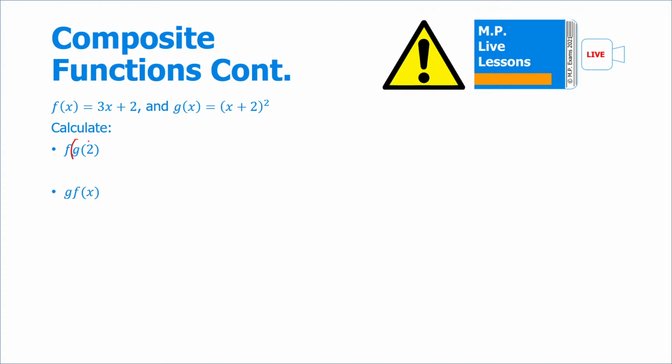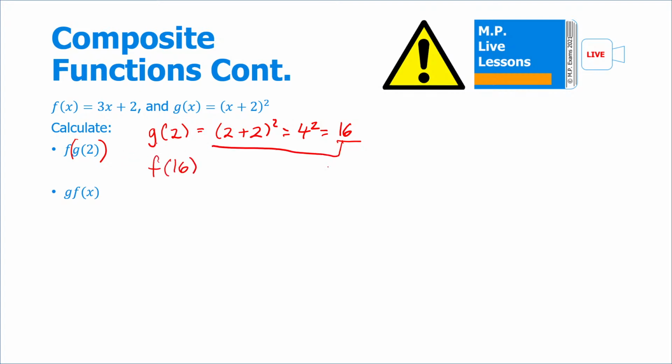So it's better to probably put brackets around what's inside. We first need to figure out g of 2, which is (2 plus 2) all squared, 4 squared, which is 16. Now we put this into f. So that is 3 times 16 plus 2, which gets us 50. Now if we draw brackets around f of x here, what we can see is f of x, so that is 3x plus 2, inserted into g.